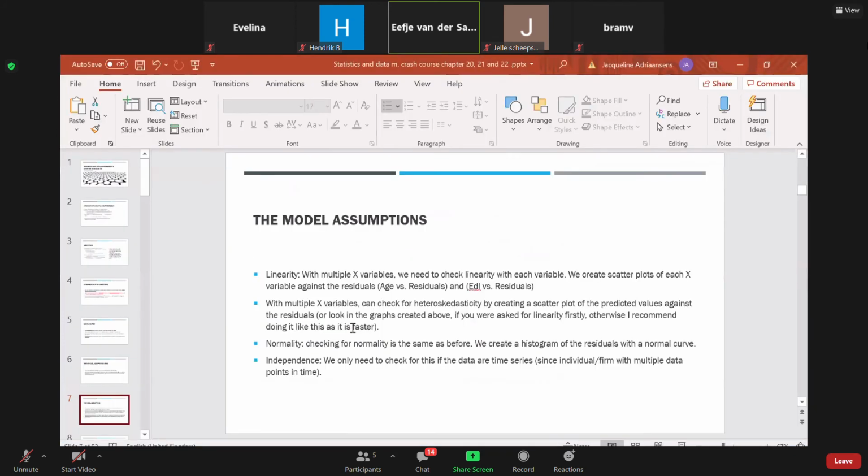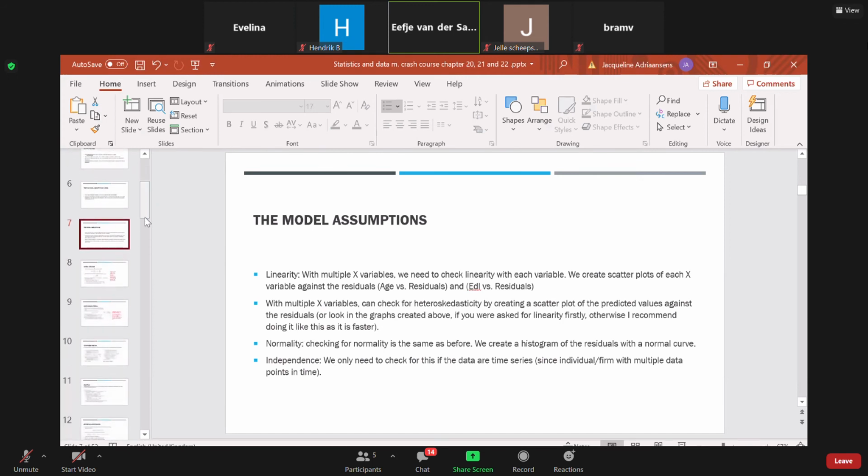Okay, and then the last assumption, independence, which we don't need to check because it's assumed that this is a random sample. So that's easy. And those are the 4 assumptions. If there are no questions, I'll give you 2 minutes to take it in, and then we continue.